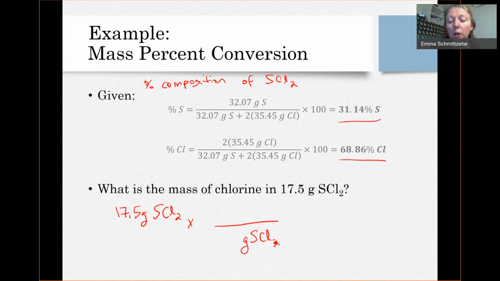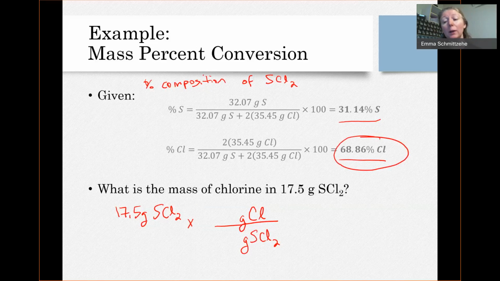That's not the information I want. I want mass of chlorine, so I want grams of chlorine, okay? And so the numbers that go in that ratio, I'm going to get from a percentage, okay? And specifically, since I want to know about chlorine, I'm going to look at the percent of chlorine, and I'm going to convert that into a ratio, okay? So that number you can place over 100.